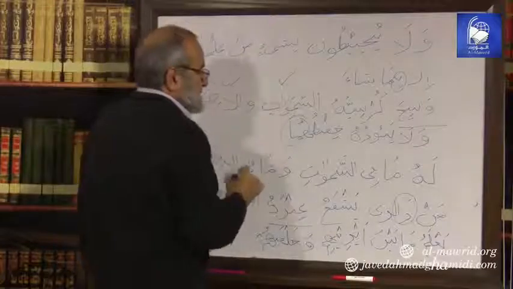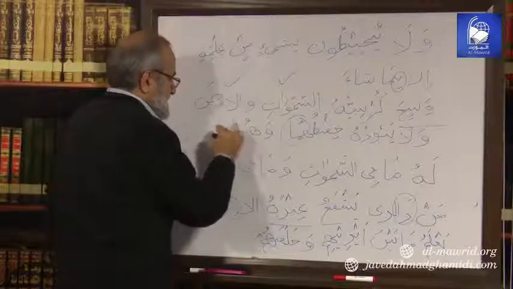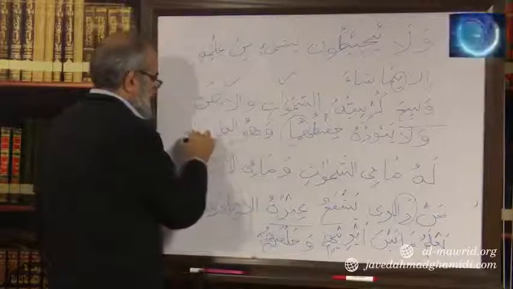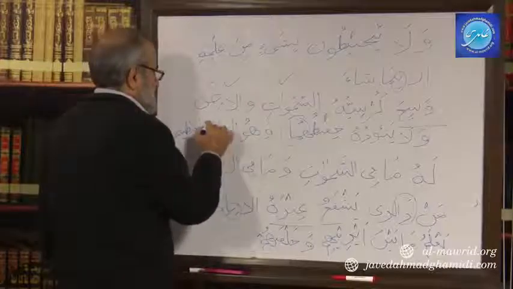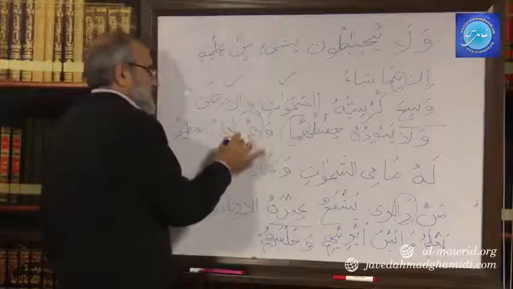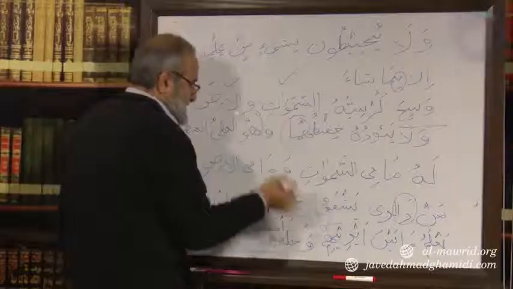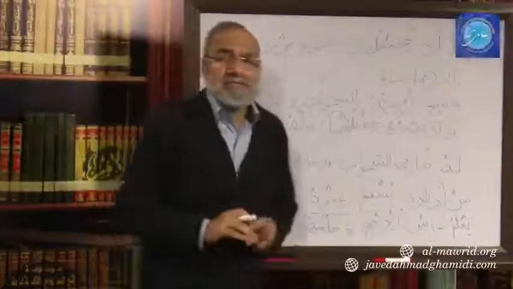Wala yauduhu hifzuhuma wa huwal aliyyul azim. He is exalted, great. Both are in rafa. Huwa is mubtada. This is a pronoun munfasil. It's always rafa. And these are the two khabars which are understandably in rafa form.